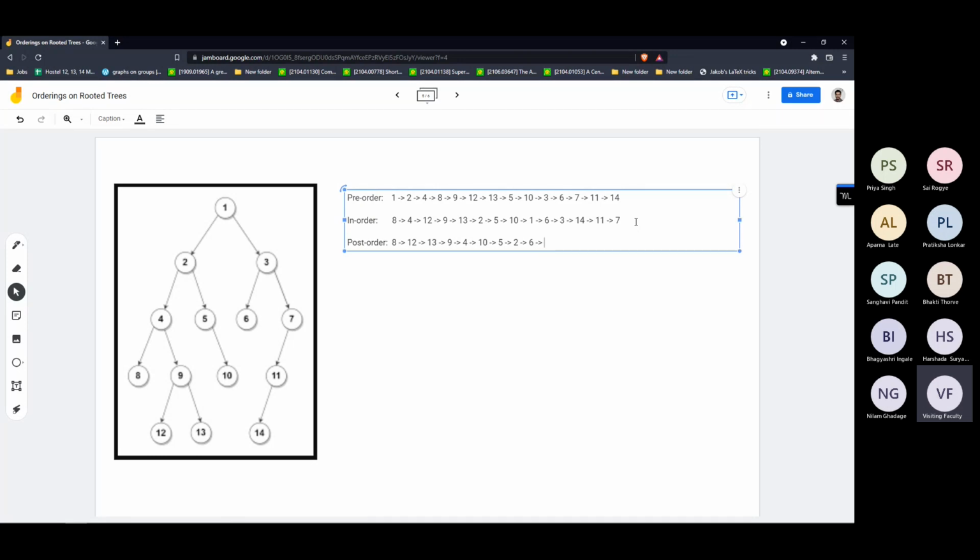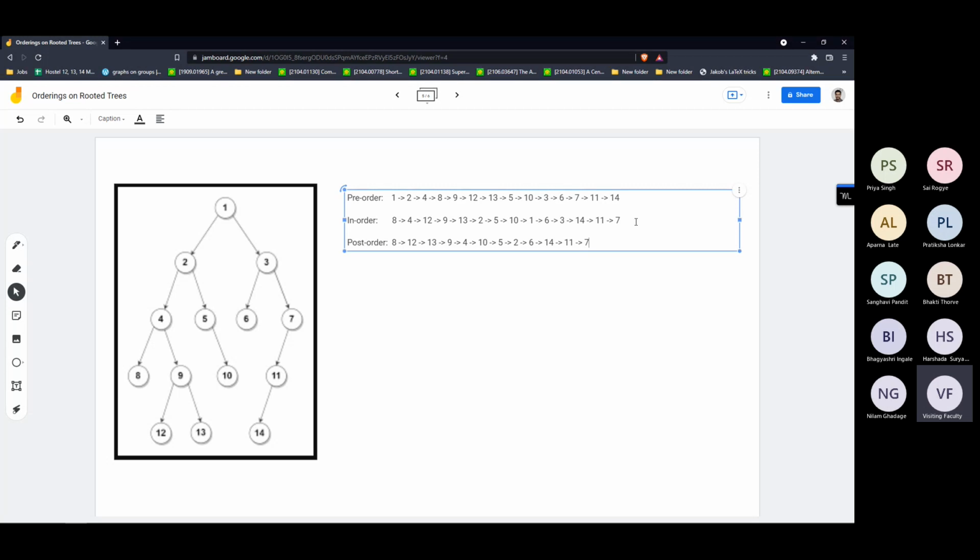We keep it there. It has a left subtree, which has root 11. We keep it there, which has a left subtree, which has singleton 14. But now 11 has no right subtree, empty. So then we only have the root 11. This completes the left subtree of 7. Then we go to the right subtree of 7, which is empty. So then we go ahead and write the root 7.